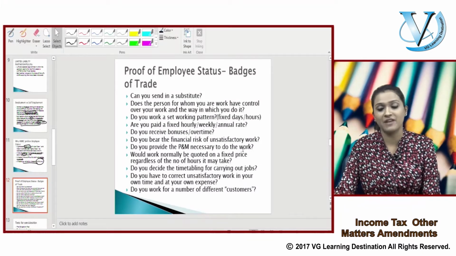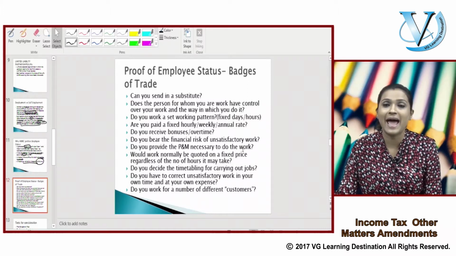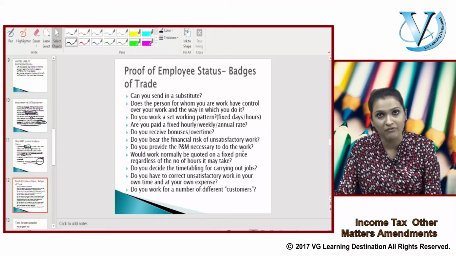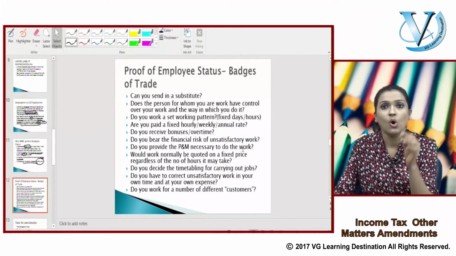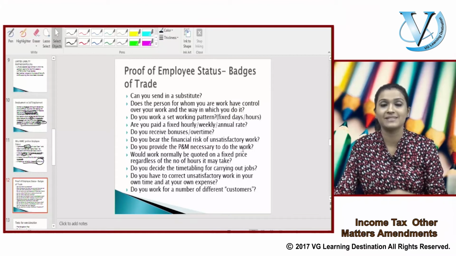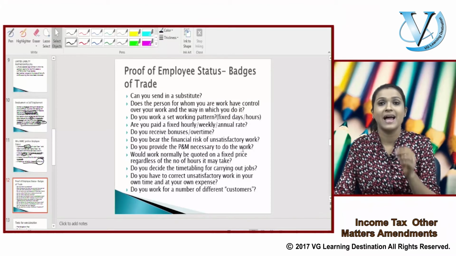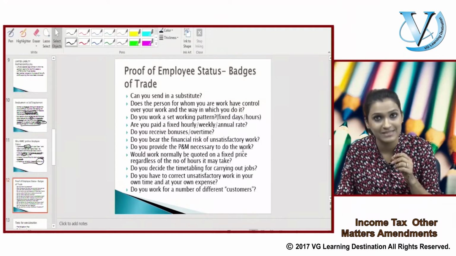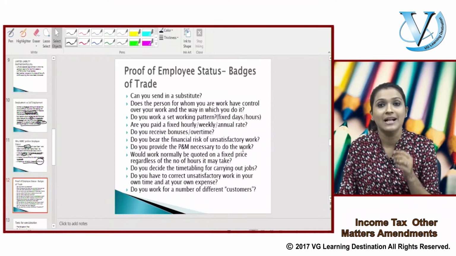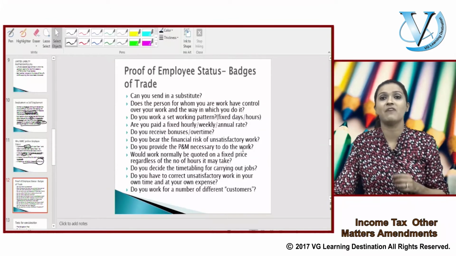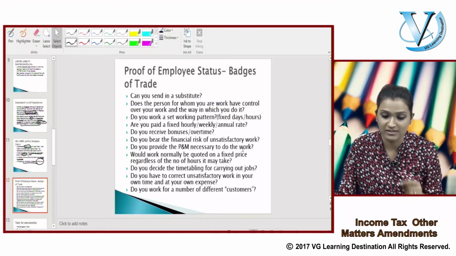Do you bear the financial risk of unsatisfactory work? Today, as an employee, if I'm not performing well, I perform some blunder in the calculation. Who is going to bear the financial risk? Definitely the employer bears the financial risk. As opposed to this, if I'm a self-employed person, I bear my own financial risks as well. So definitely if I'm self-employed, I need to bear my own set of risks as well.